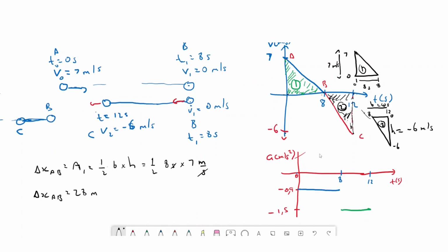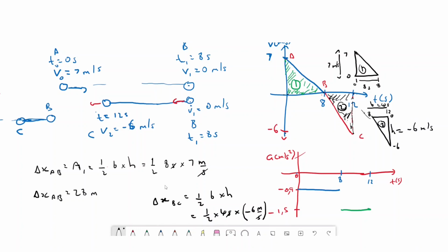We're also going to do the area now for number 2. So the displacement from B to C is equal to half the base multiplied by the height. Now this is very important. This is going to be half, the base is 4 seconds, but what is the height? The height is negative, so you put -6 meters per second. The seconds still cancel, but now you have a negative number.